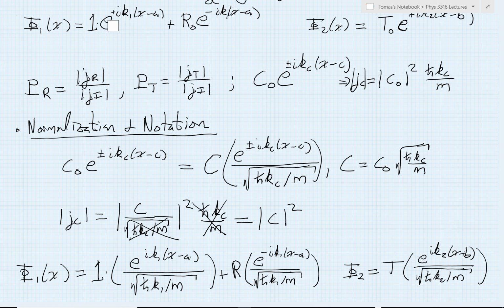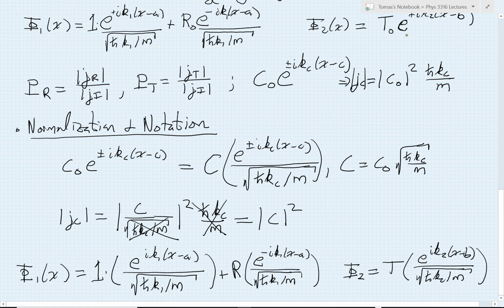So since we can pick our norm at will, I want to pick the norm for this overall wave function that aligns with my new normalization convention. So it looks like if I want 1 times this wave divided by this factor, I should simply take my original wave function and divide through by that factor. So I would be dividing through by the square root of h bar k1 over m, which would divide the second term through by exactly the same factor, h bar k1 over m.